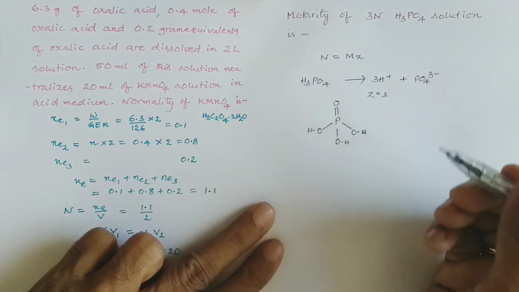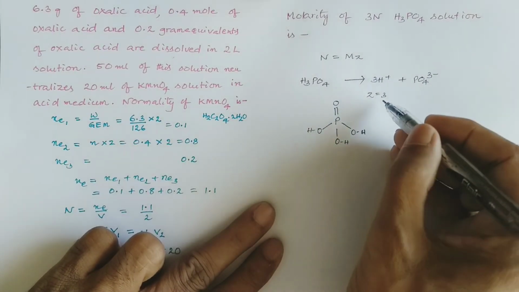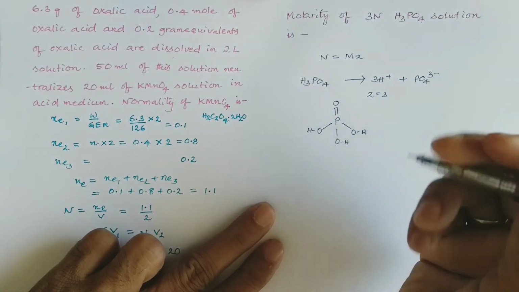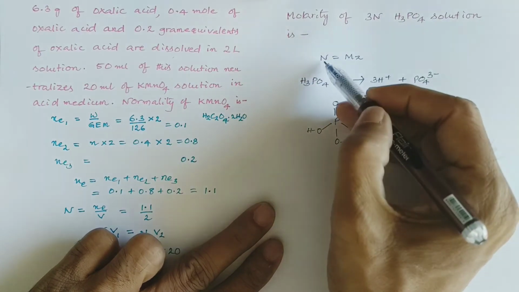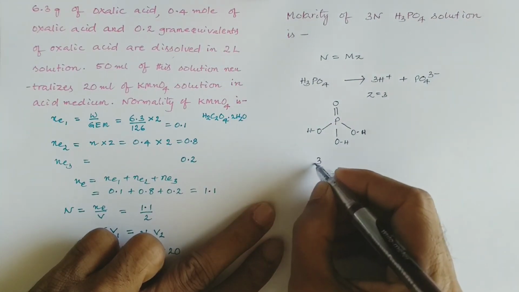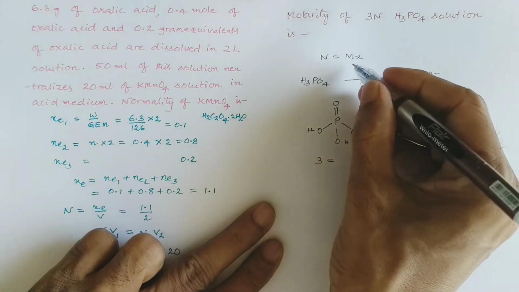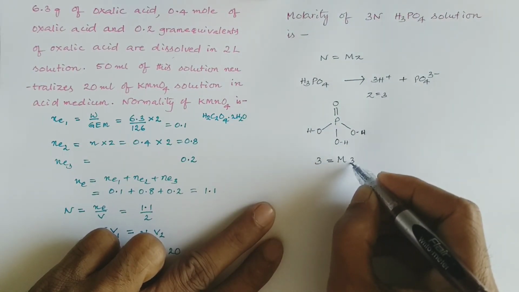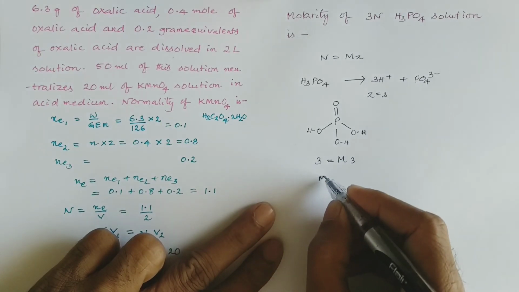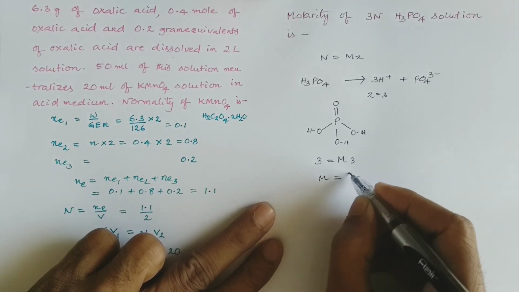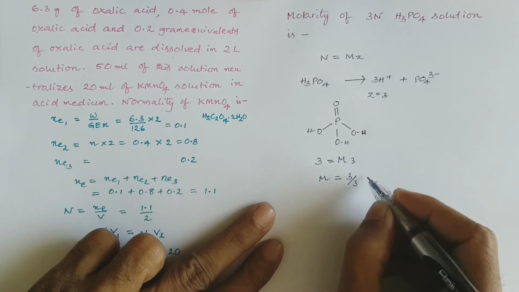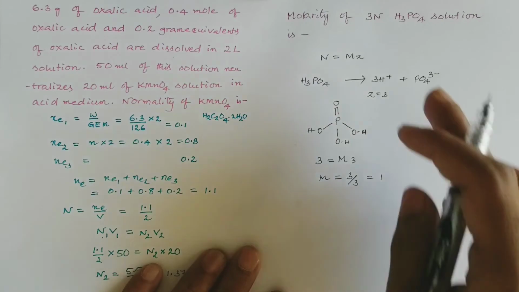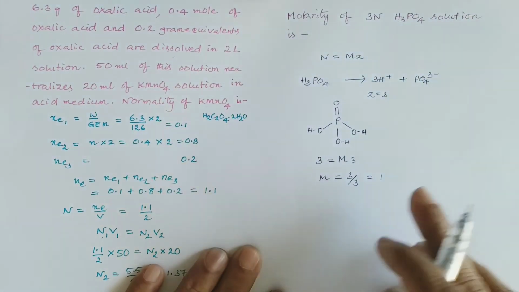So basicity is 3. Now substitute basicity and normality here. So 3 normal is equal to molarity into basicity. Basicity is 3, right? Now molarity is what? Molarity is equal to 3 by 3, that is equal to 1. So 3 normal phosphoric acid has molarity 1.